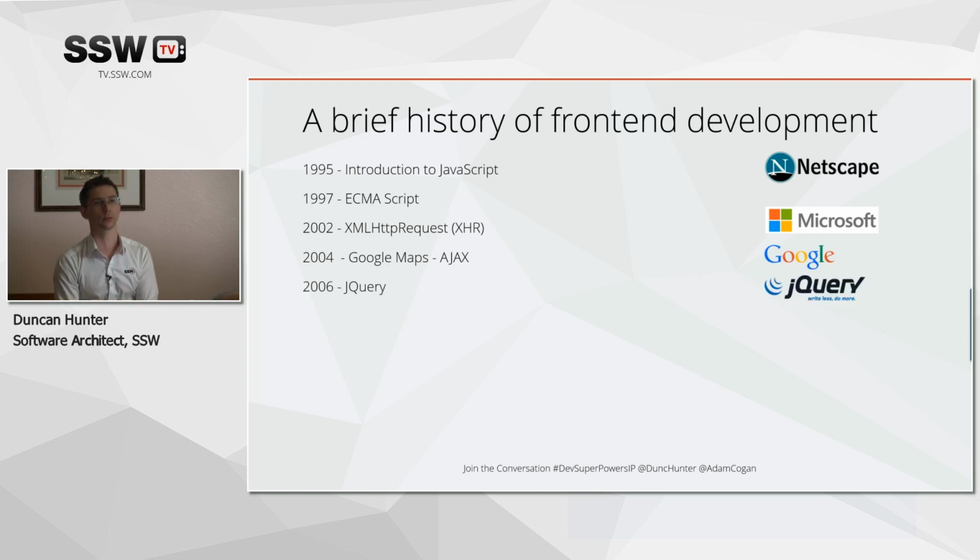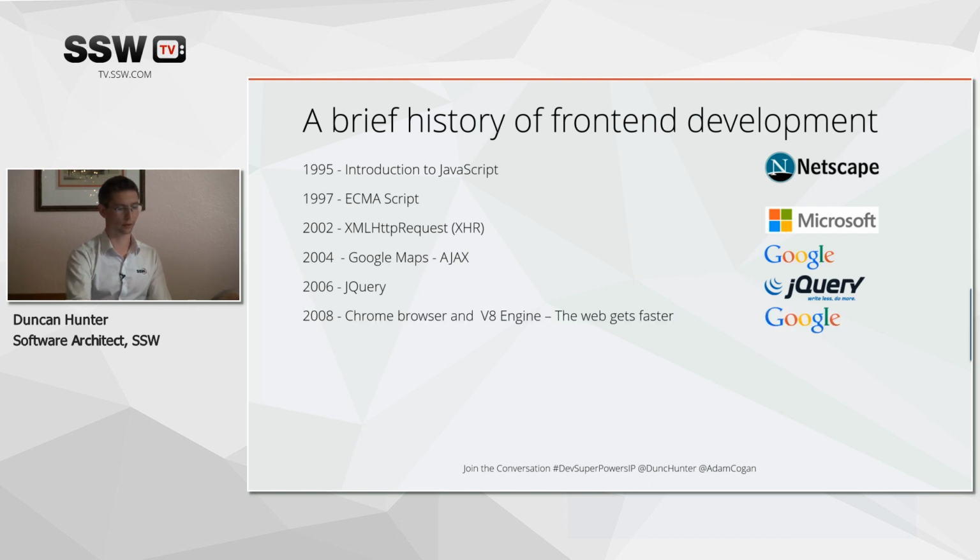And then in 2006, we got jQuery, and this was a really interesting time. This was the first time that we saw Microsoft and Google and Apple all come together and agree to use the same tool rather than rolling their own. And it's still arguably probably one of the most popular front-end frameworks, if you call it a framework, out there.